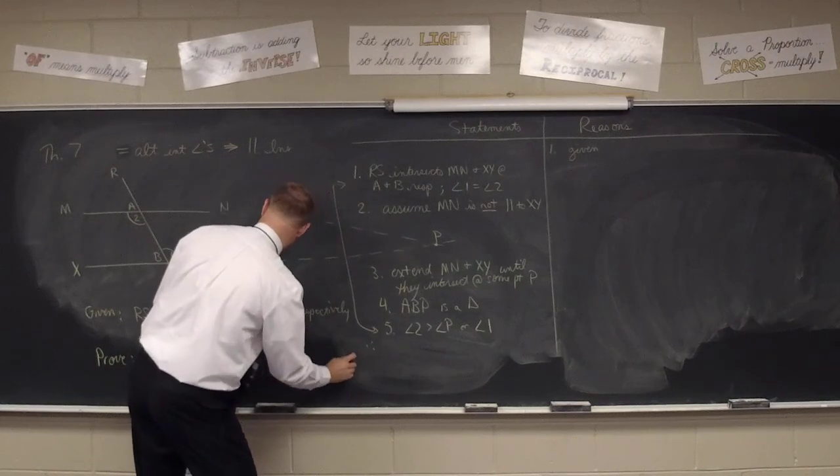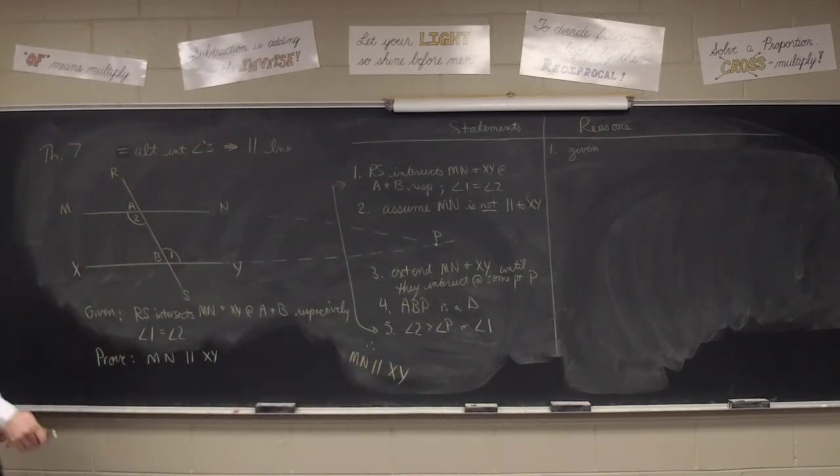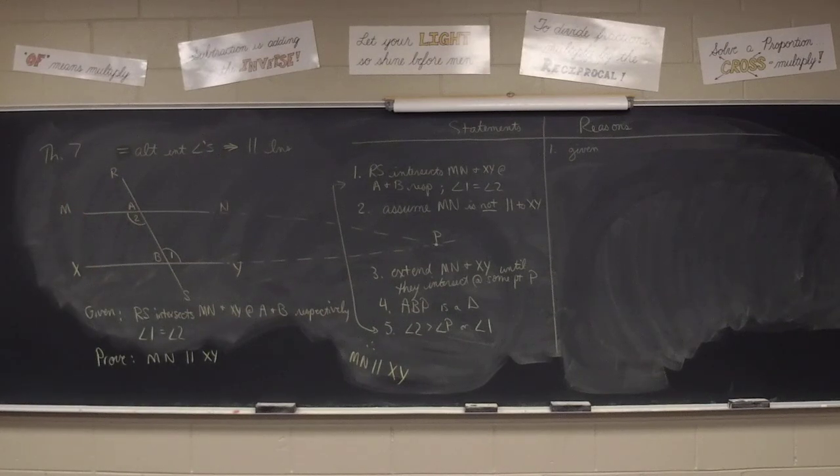And therefore, MN must be parallel to XY, because to assume anything other than that is to cause a contradiction. So they can't not be parallel. They must be parallel to each other if these two angles are equal to each other. Questions on that? Questions on Theorem 7?